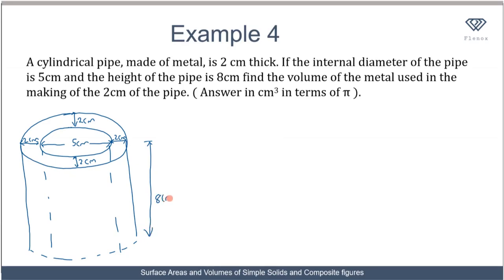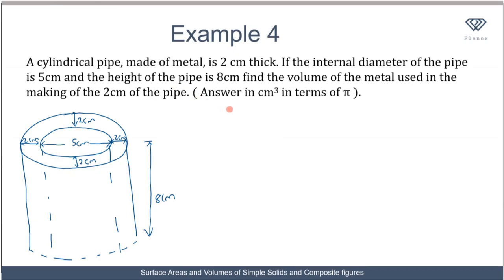So what are we going to do? To find the volume of material that is used in making this pipe, we can calculate the volume of this big cylinder over here minus the volume of this smaller cylinder over here, and when we do that, what do we get? We get the volume of this remaining part, which is the desired portion. So to do that, let's sketch that.